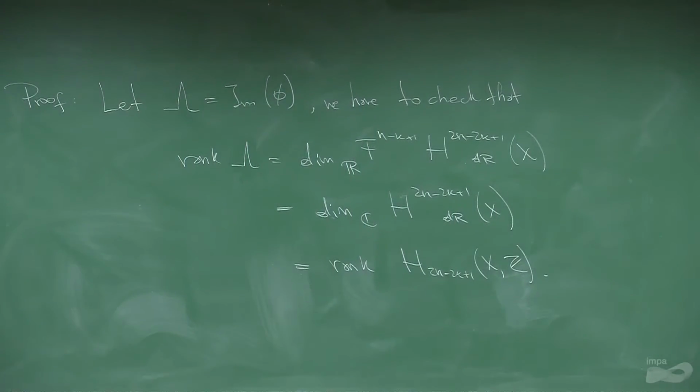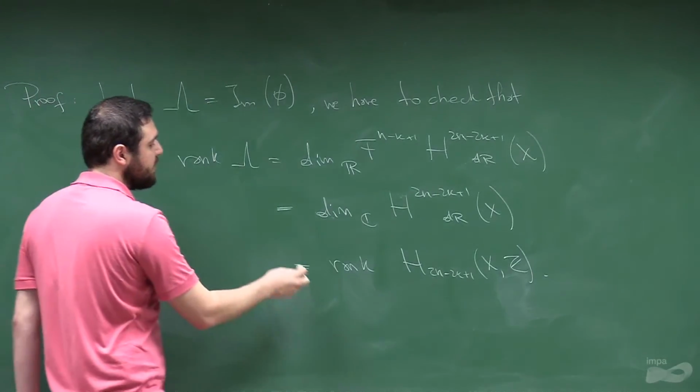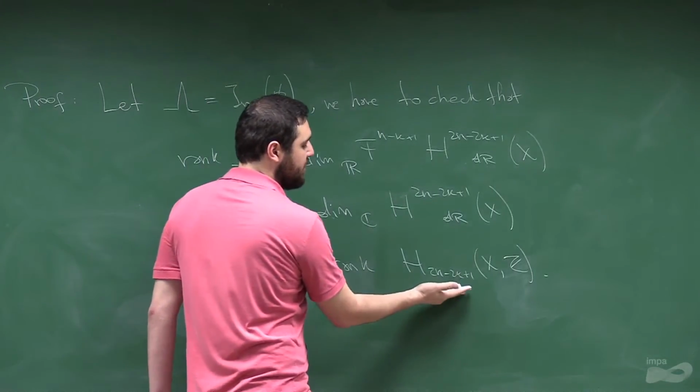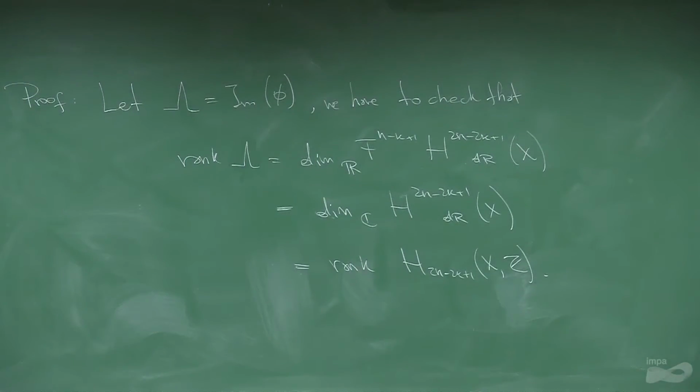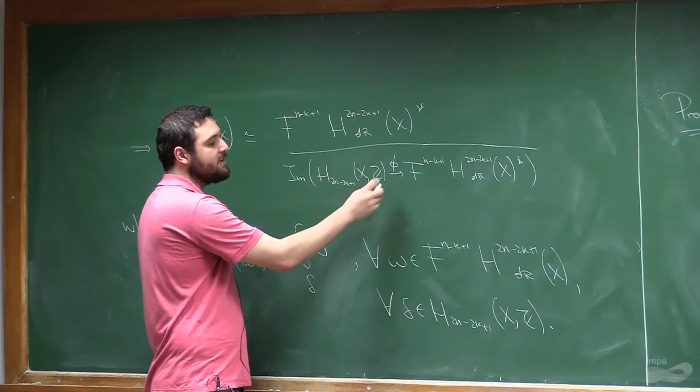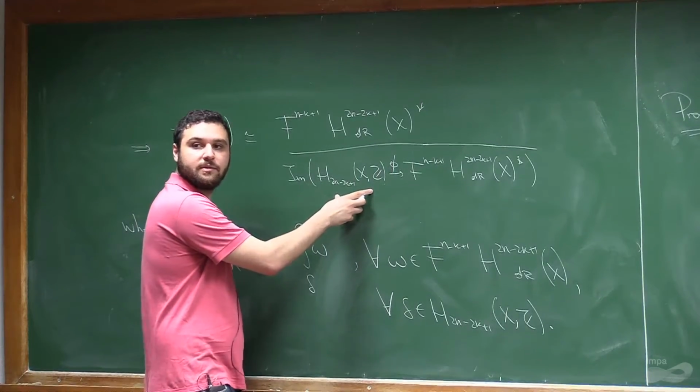So this is what we have to check, that the rank of lambda is equal to the rank of the homology group here, right? So the thing that we have to check is that whenever we apply phi, the rank of this module doesn't decrease, right? So it is enough to check that the kernel of this phi is the torsion part of this group.